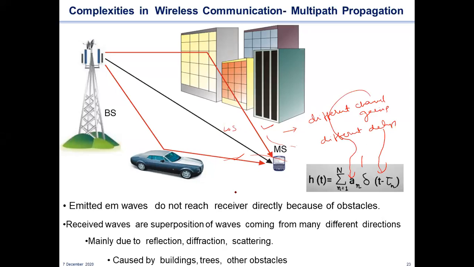Okay. So the combined effect is known as multipath fading. That is what we have seen. It is mainly due to the scatterers. Scatterers means, as we have seen earlier, scattering objects, mainly buildings, trees, and other objects.